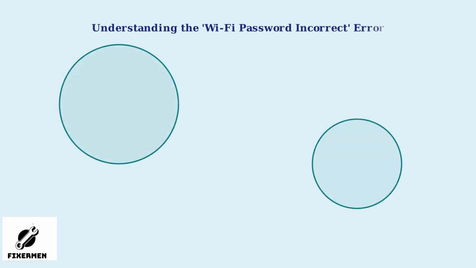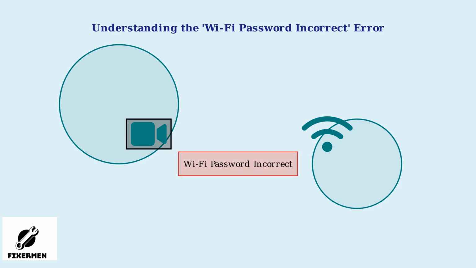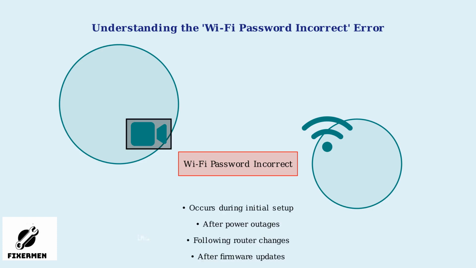Encountering the Wi-Fi password incorrect error with your Google Nest Cam can be frustrating. This video explains why this happens and sets the stage for troubleshooting. The error generally arises during the initial setup, after a power outage, following router changes, or even after a firmware update. It indicates a mismatch between the password your Nest Cam is trying to use and the actual Wi-Fi network password. We'll guide you through the common causes and provide a clear path to resolution.